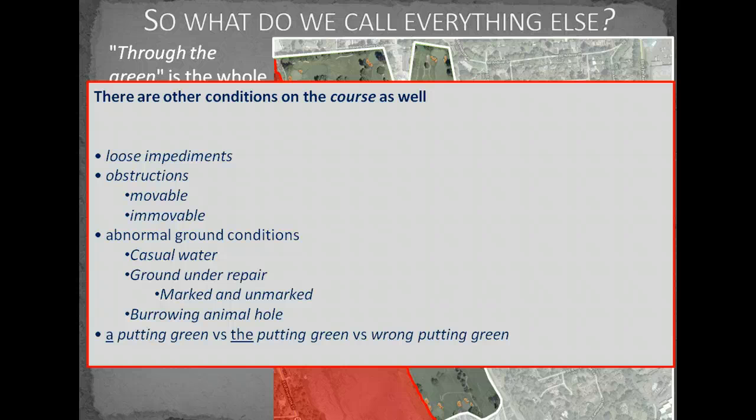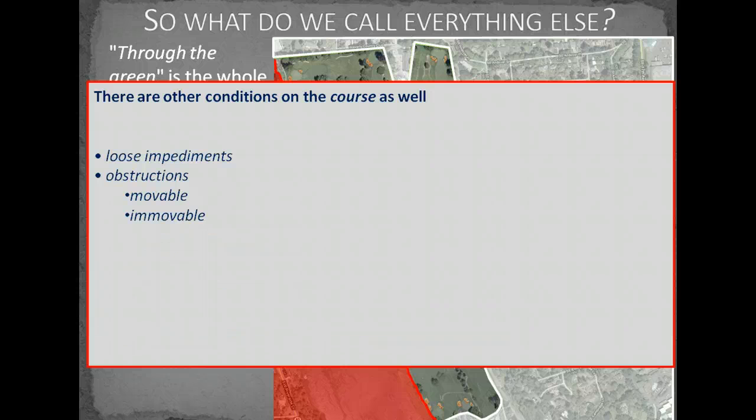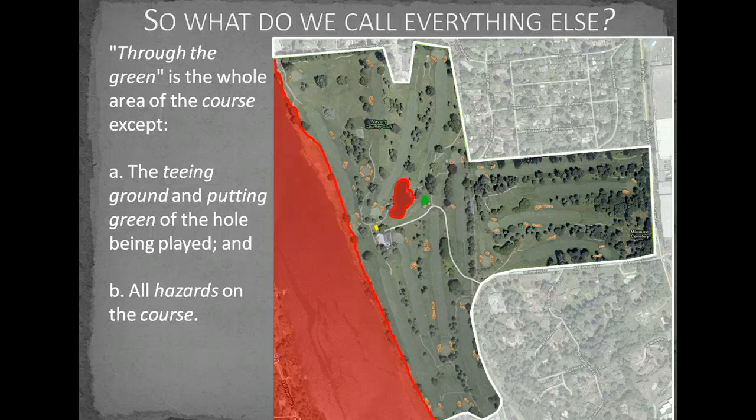"A putting green" means any putting green on the course. "The putting green" means the putting green on the hole that you're playing. And "wrong putting green," a great example to show what this is referring to is on this image. If I was to hit my tee shot on number 11, and I hit a pretty bad shot and it hit the tree here and it bounced over onto the 10th putting green, that's a wrong putting green. And there's a Rule 25-3 that specifically covers what is required of me, which is going to tell me I have to take relief, and it will lay out the procedure.